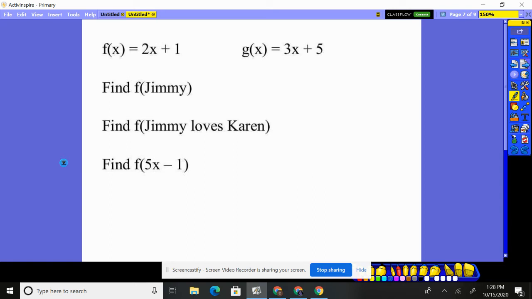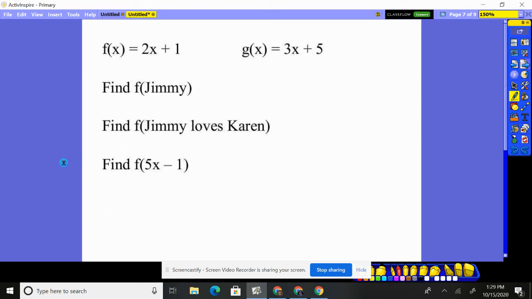Let's say we have this, and this should have come first. That's why you saw me a little shocked. Somehow they're out of order. But anyway, let's say f of x is 2x plus 1 and g of x is 3x plus 5.